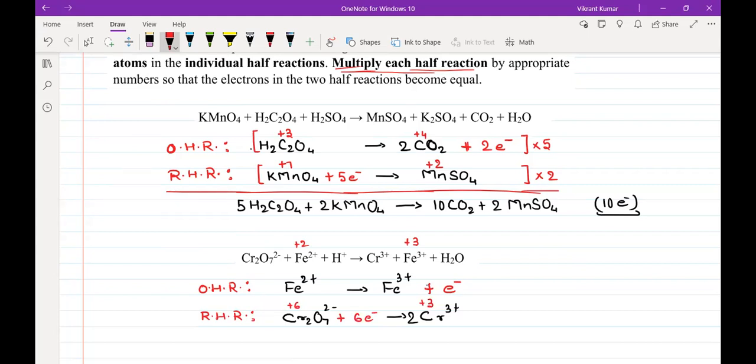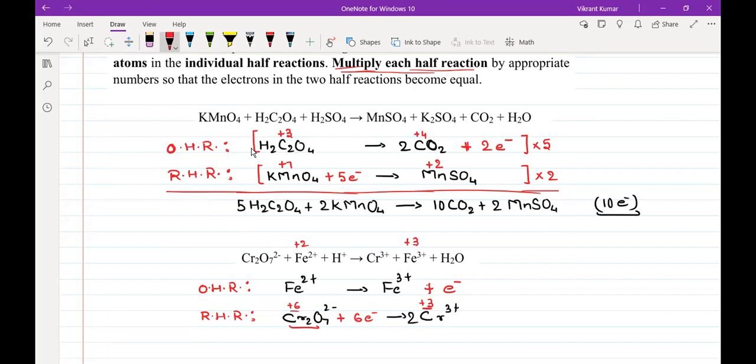Can you explain once more? Yes, what did I say? Cr in Cr2O7 2 minus is in +6, right? In Cr3+ it is in +3, right? What is the change per Cr? 3. And how many Cr do we have? 2. So the change per Cr is 3, and we have 2 Cr, so the total change has become 6, okay?